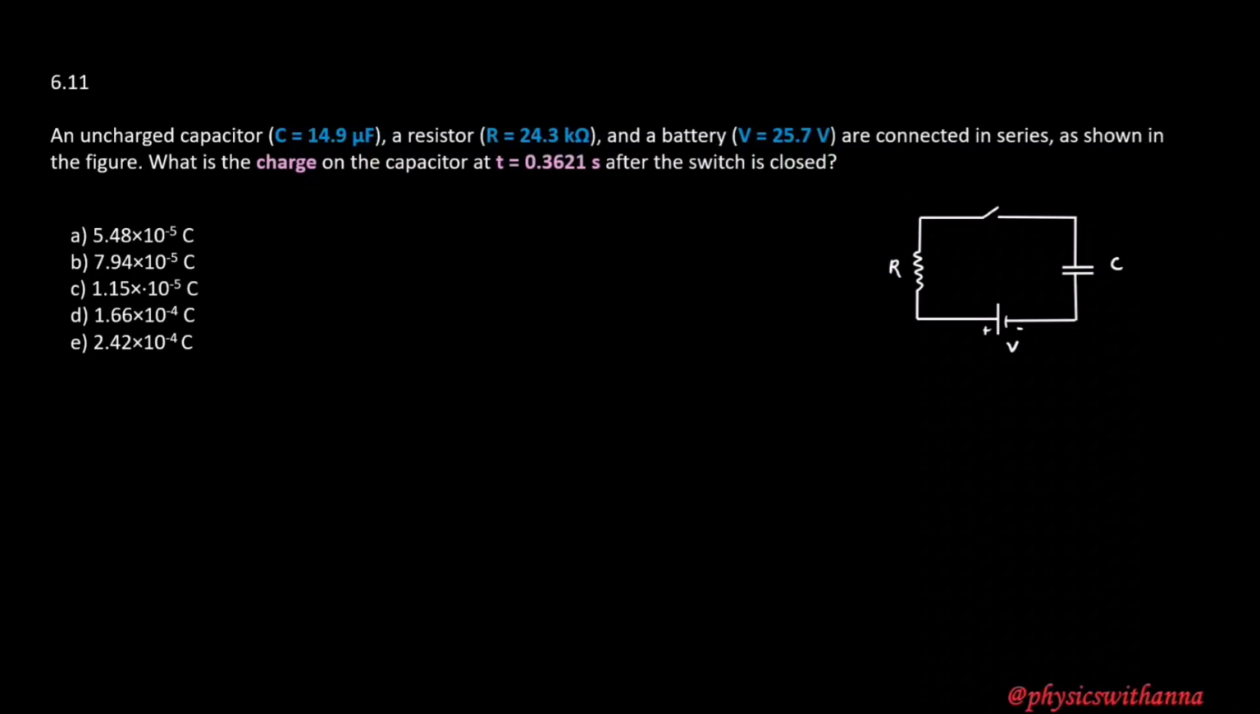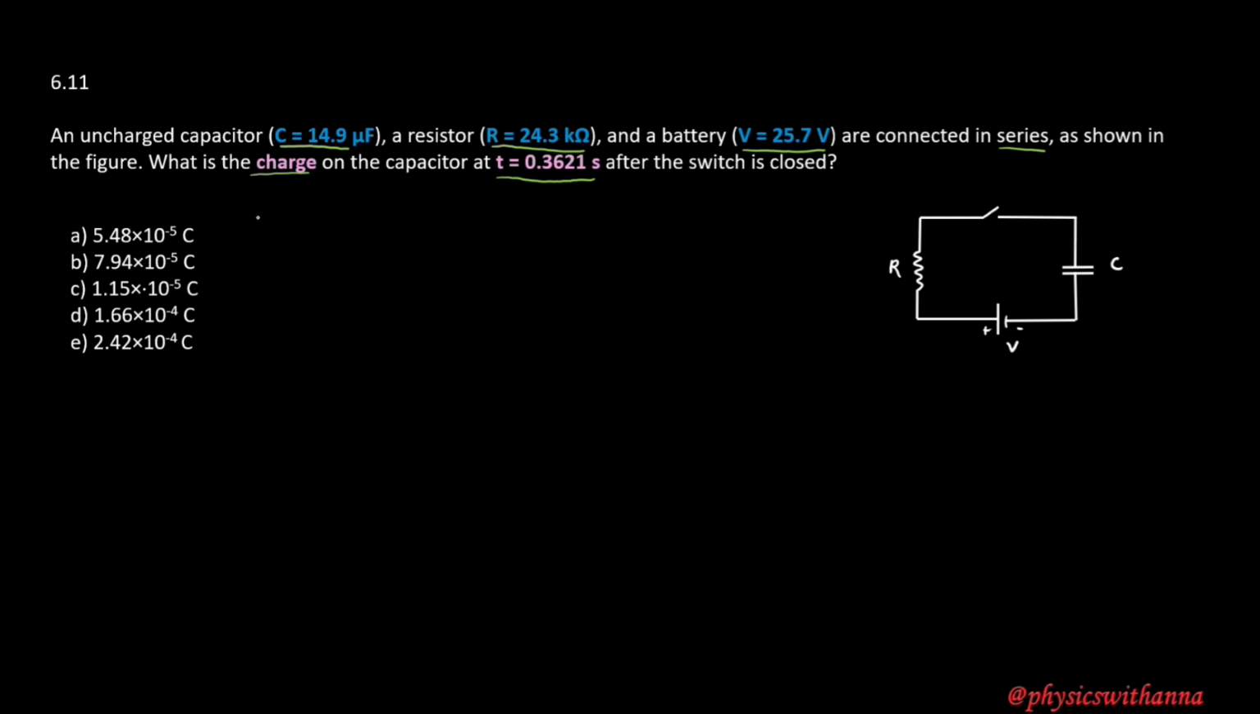In this video, we are going to discuss a problem based on an RC circuit. The question says, an uncharged capacitor C equals 14.9 microfarad, a resistor R equals 24.3 kilo ohm, and a battery V equals 25.7 volt are connected in series as shown in the figure. What is the charge on the capacitor at t equals 0.3621 seconds after the switch is closed?